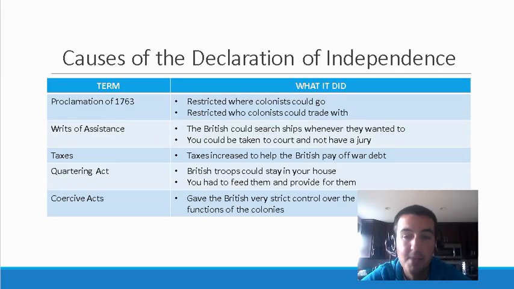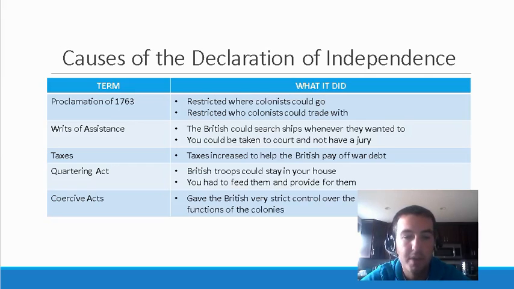Taxes increased big time during this time period because the British were trying to pay off debt from all these wars that they were fighting during the time period. So the colonists weren't happy that the taxes were going up. The Quartering Act is a really good example of why the colonists were mad. British troops could stay in your house. You had to feed them, you had to provide for them. So basically what that means is if a British soldier needed a place to stay, they could knock on your door and say, I'm going to stay here for a few days, and there's nothing you could do about it, at least under the law.